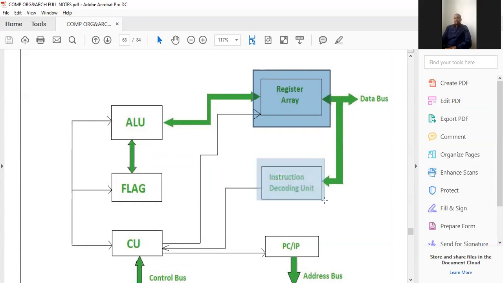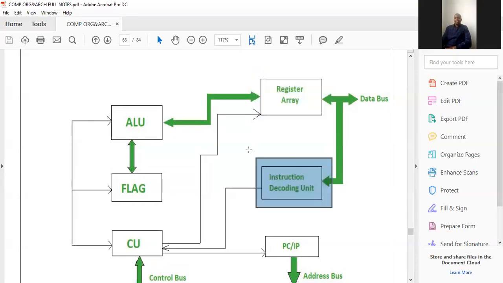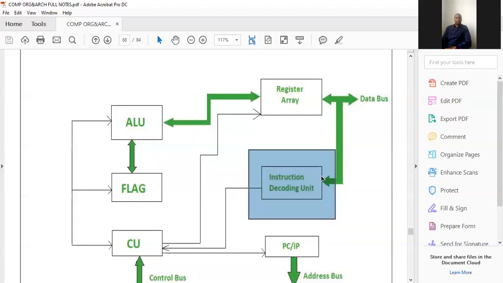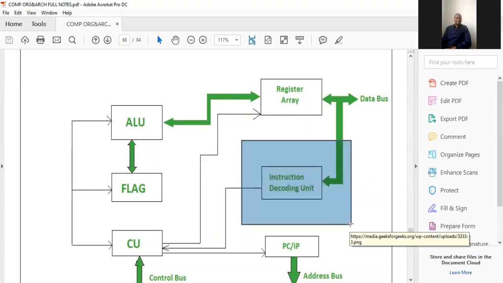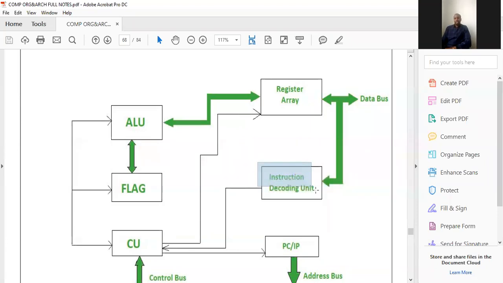And then there is an instruction decoding unit. This is the unit of the CPU that basically converts instructions from high level language to machine level or low level language. So high level language is your user instruction. For instance, you're going to give the computer an instruction like open file. Now open file is high level. It is in your language, but it needs to be converted into machine language bits. Okay. So this is the particular area of the CPU that does that. It decodes an instruction.